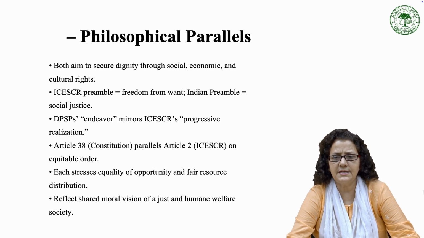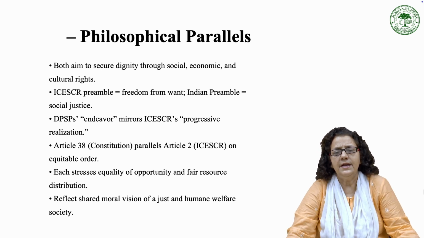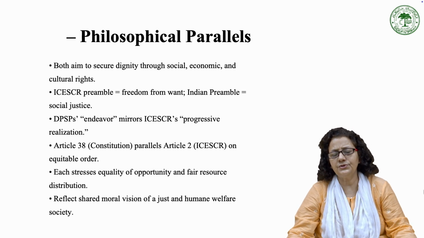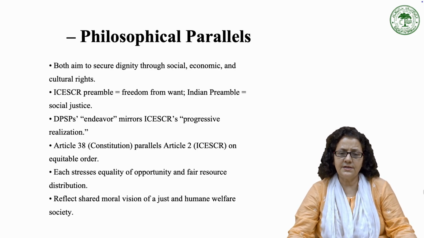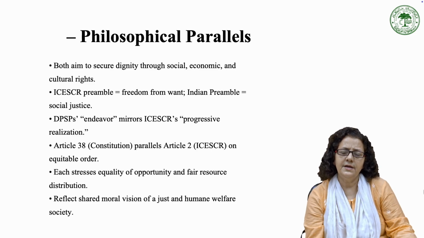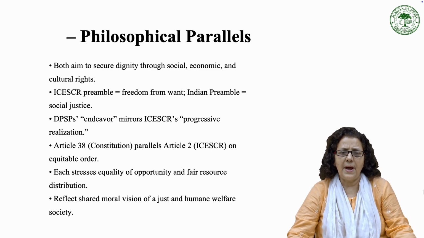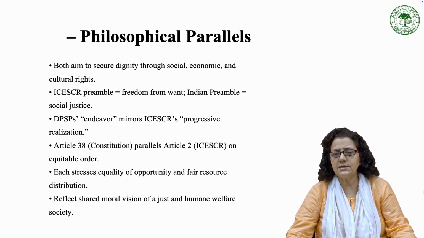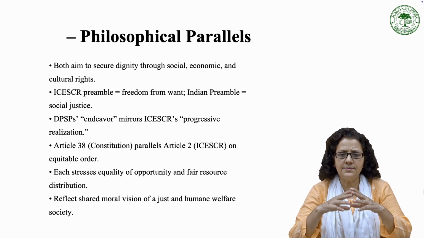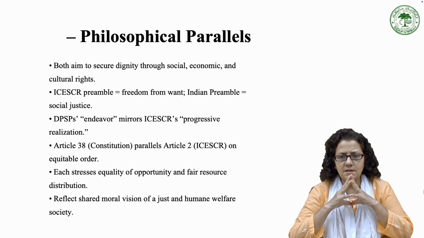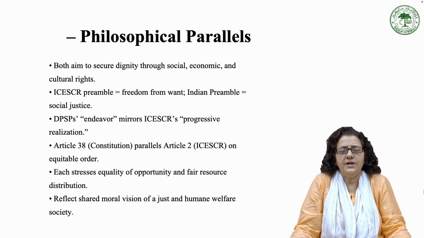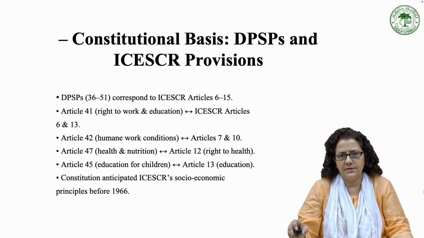The Covenant emphasizes progressive realization, and the DPSPs urge the state to endeavor to secure similar goals. Article 38 of the Constitution directs the state to promote a social order based on justice, paralleling Article 2 of the ICESCR, which requires states to utilize maximum available resources to advance economic and social rights. Thus, both reflect the moral vision of the welfare state, transforming political freedom into meaningful human development.